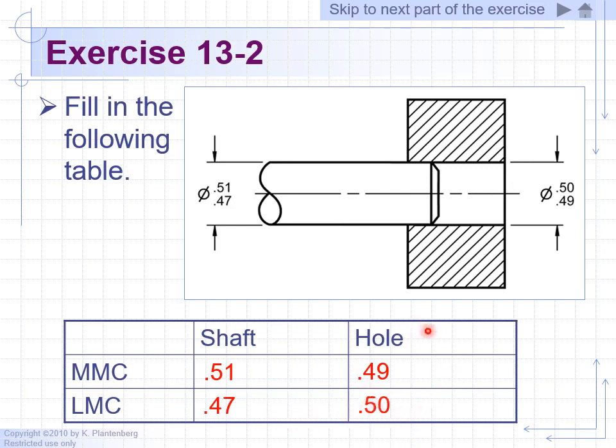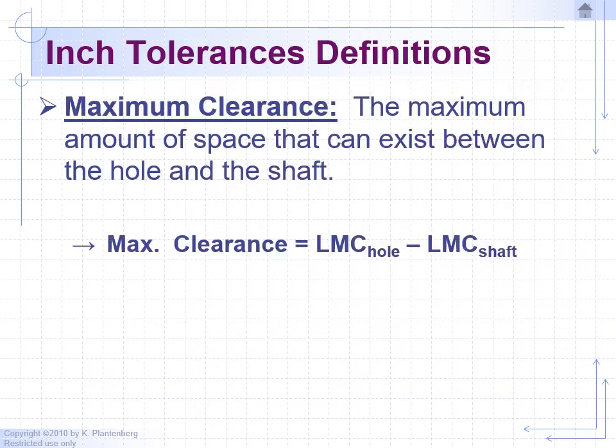So it's just the reverse when it comes to the shaft and the hole. The larger the diameter on the shaft, the maximum material. The smaller hole, the maximum material in the block. Okay, next slide. Let's take a look at the relationship between the hole and the shaft.